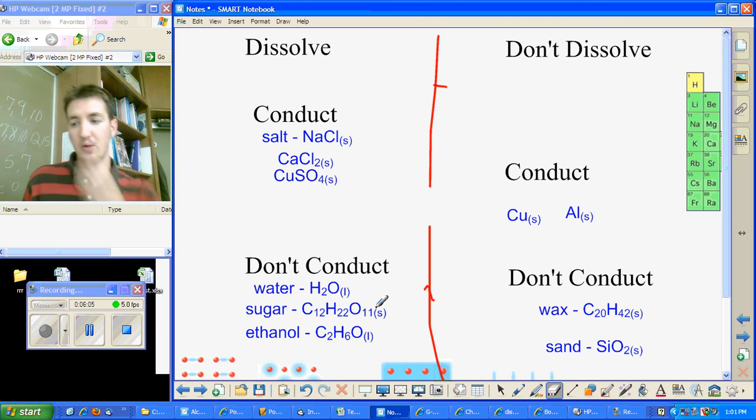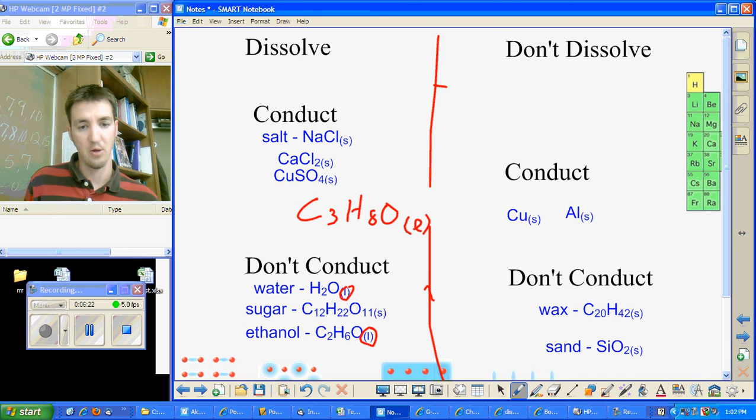Prediction. So number 7 on the worksheet, isopropanol, C3H8O. Do we think that will dissolve? Well, they say it's a liquid. You had water, you had ethanol, they dissolve. Isopropyl alcohol is also an alcohol. I would guess that it would dissolve, but whether it will conduct, it would be a definite no, because it's all made out of nonmetals just like these, so this would fit into one of these two categories, probably this one.